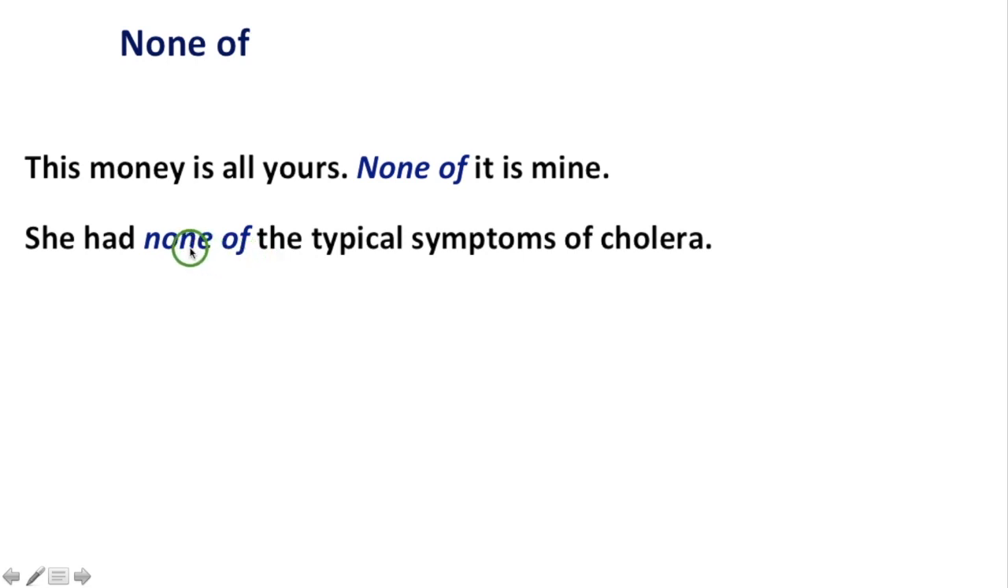So you do not say "none, the typical symptom of cholera." This is not the same thing. Always remember, if we use "none of," we can use a pronoun or a noun phrase after that, but "of" is needed. If we use only "none," we do not use a noun or pronoun after "none."